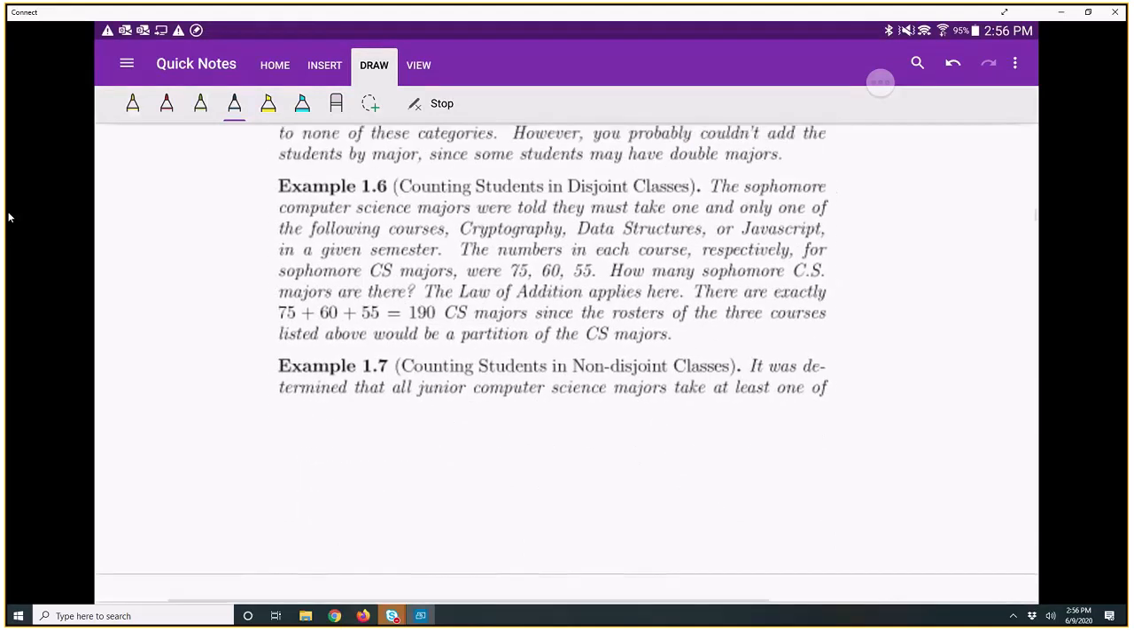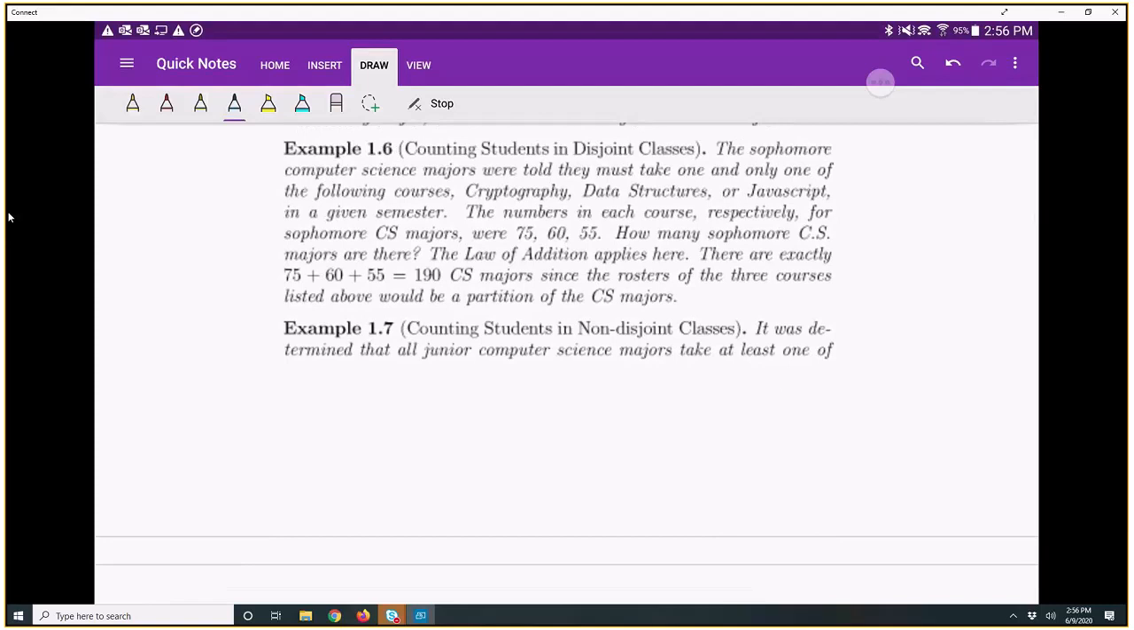So let's see an example here. The sophomore computer science majors were told that they must take one and only one of the following courses: cryptography, data structures, or JavaScript in a given semester. The numbers in each course, respectively, for sophomore computer science majors were 75, 60, and 55. How many sophomore computer science majors are there?